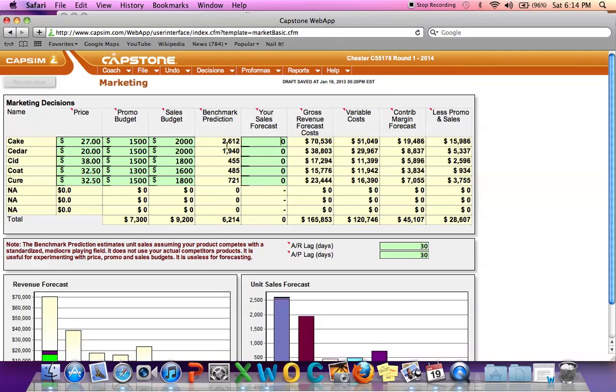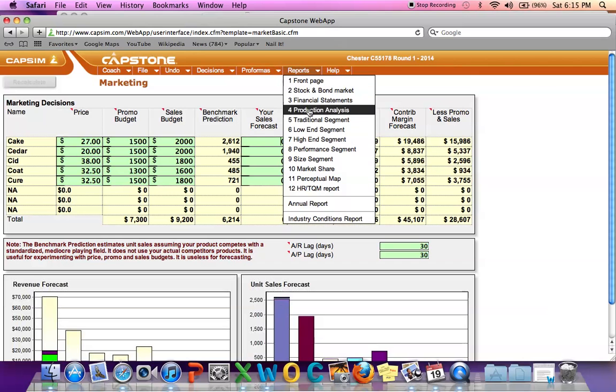The benchmark prediction is never go by that. It's not something that is there for you to just reiterate the numbers in. It's going to be much better if you go in and put the numbers that you think you're actually going to get, and it's going to give you a lot better data inside of your simulation. Okay, so your sales forecast, how to do it. What you want to do is we'll start again with Cake, the traditional product.